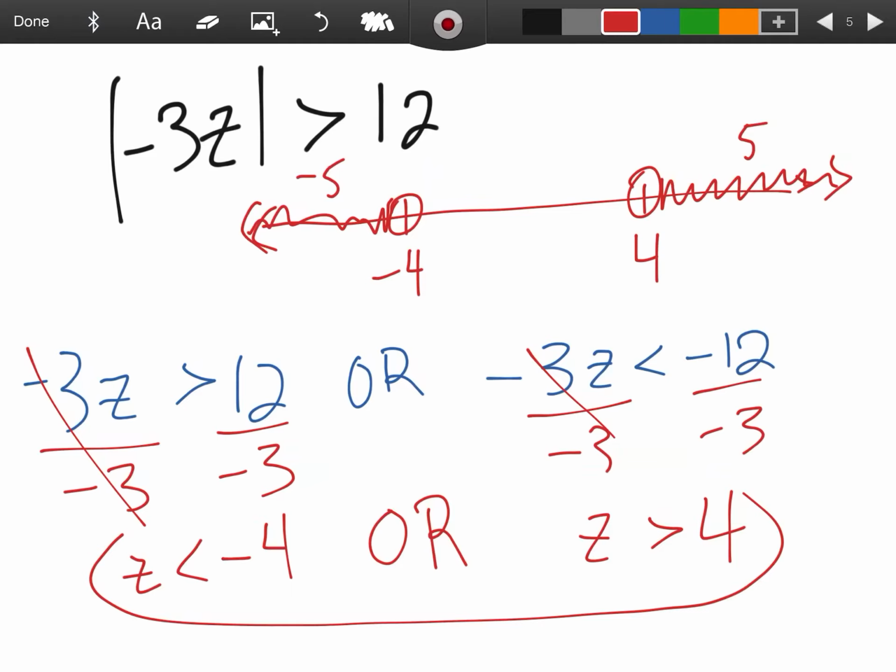Let's just try a number in between negative 4 and 4. Let's go with the number 0 and try that. Well, negative 3 times 0 is 0. Absolute value is 0, 0. And that is not greater than 12. So great. That is not a part of my solution. So I know that I did this correctly.